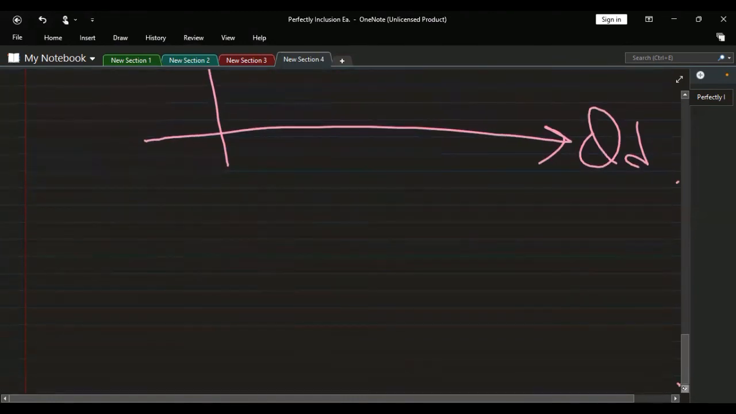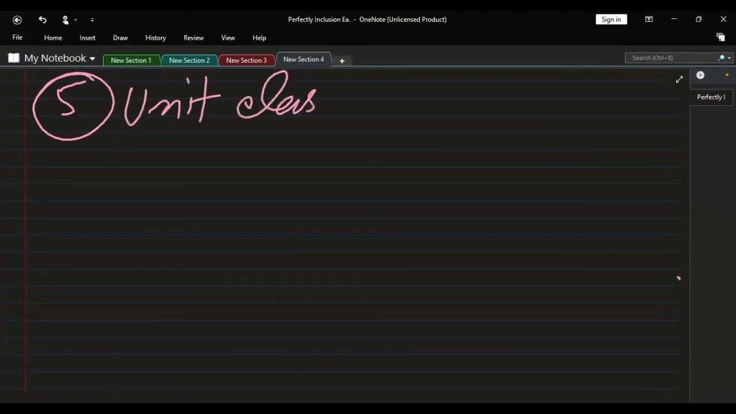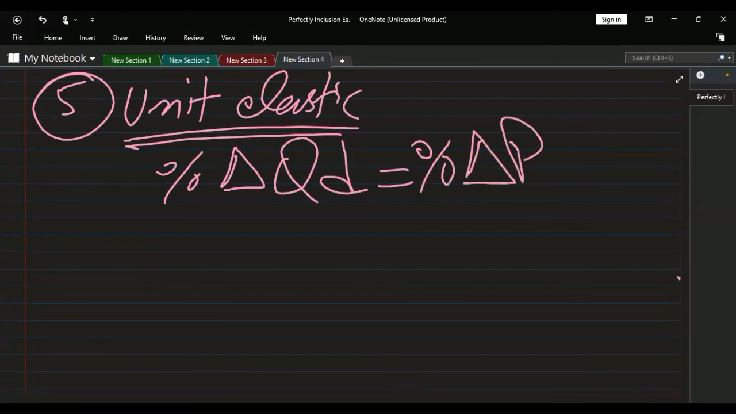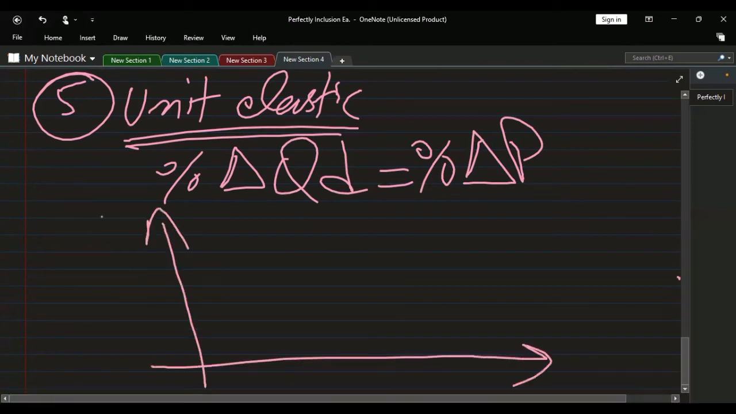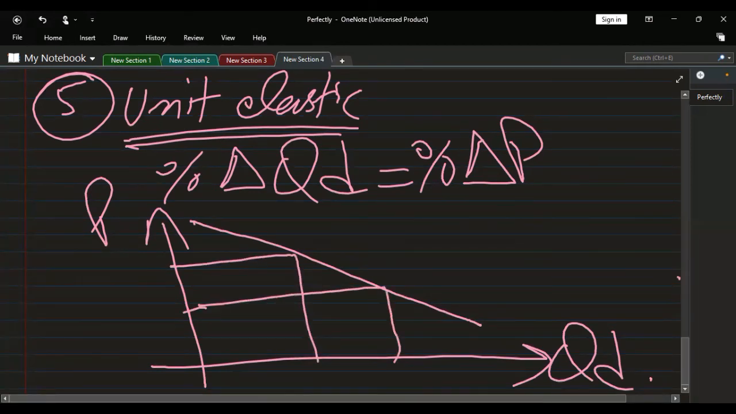And the last, fifth one is unit elastic. Unit elastic is percentage change in quantity demanded is equal to the percentage change in price. Means there is the same increase and decrease in the quantity and the price. And graphically, it is represented by an equal line showing same change in the quantity and the price. Elasticity of demand is equal to 1.